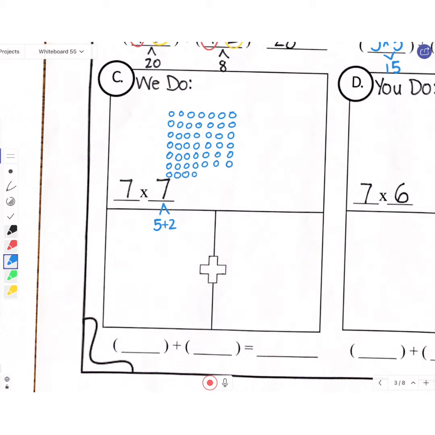2, 3, 4, 5, 6, 7. Okay, so I'm going to break one of the 7s apart into 5 and 2. This side is still 7, this side is still 7. So here is my first array.